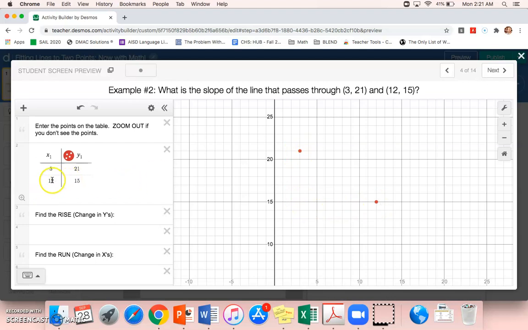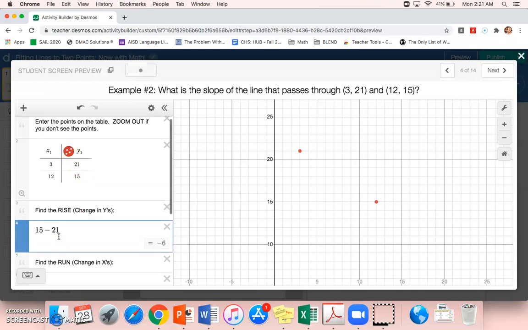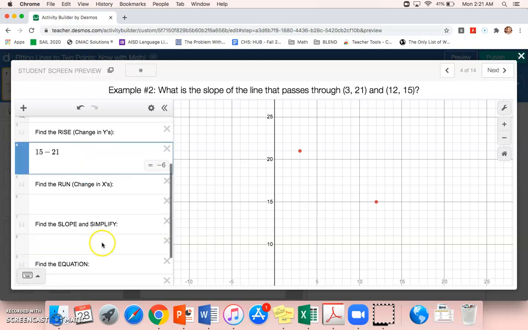So our new ordered pair is (12, 15). Our original ordered pair is (3, 21). So I'm going to take the new minus the old. I'll start with the y's. So 15 take away 21. So 15, find the difference, take away 21. That gives me -6, right? Because I'm going down 6.